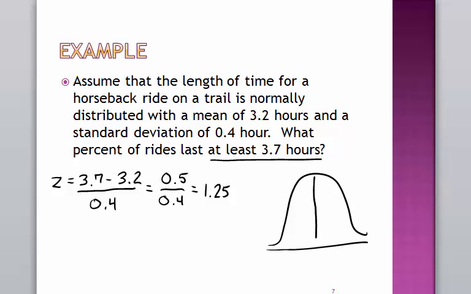So we'll draw our curve. We'll mark off 0 in the middle as always. And 1.25 will be marked off on the right-hand side because it's positive. We want to go at least that. Remember that at least means that or more. And so we're going to shade to the right.